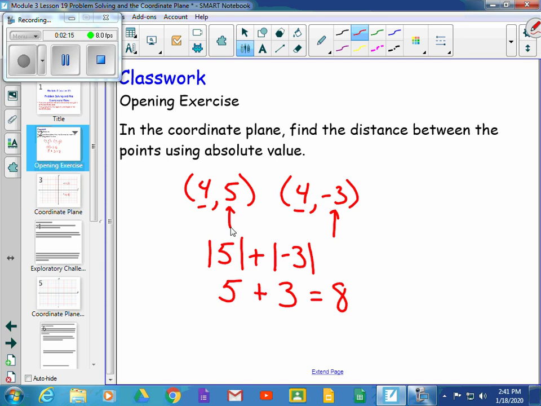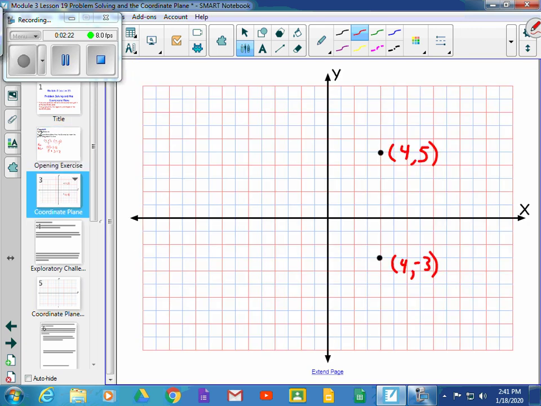This method here is using absolute value to find the distance between the points. You can check yourself by looking at those points and seeing that this point is 5 units above the x-axis and this point is 3 units below the x-axis. That gives you a total, if you count them all up, of 8 units between those two. We can find those distances between those points since they are vertical to one another.